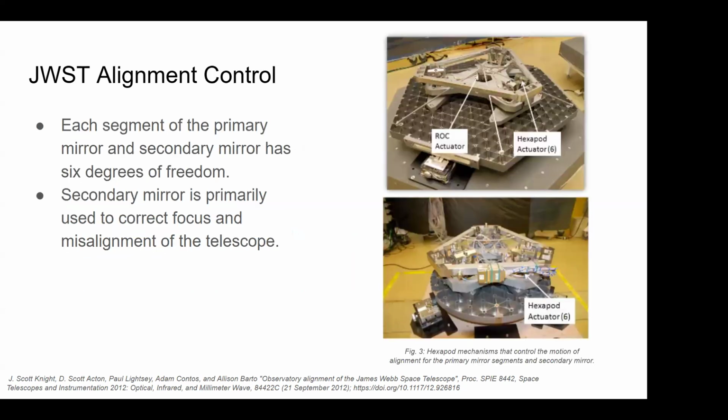So here's from this paper, there's a diagram of the actuator control and the hexapod behind each of the primary segments. The similar control goes for the primary segments and the secondary mirror for James Webb. The secondary mirror was primarily used to correct focus and misalignment of the telescope. Each of the individual segments had 6 degrees of freedom that were able to be aligned, and then the secondary mirror also had 6 degrees of freedom that could be aligned. So there's a lot of interesting challenges with this.